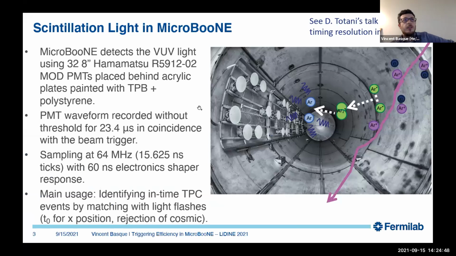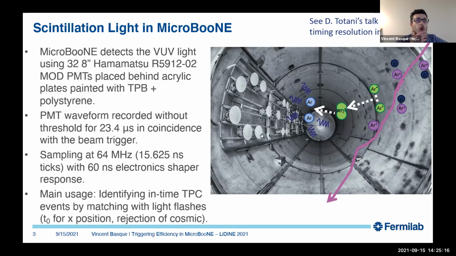So MicroBooNE, obviously being a LArTPC, will detect the UV light, and it does this with 32 8-inch PMTs placed along the z-axis. You can see them located in rosette formation all along the z-axis. What you can see in the picture are our acrylic plates that are painted with TPB and polystyrene. So the PMTs are located just behind those, like shadow or hazy sunglasses.